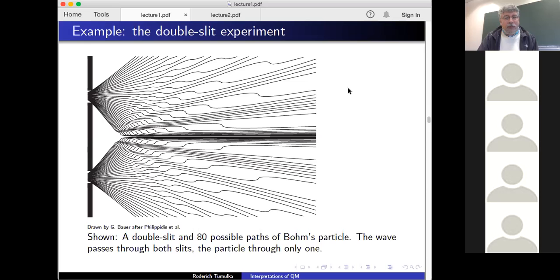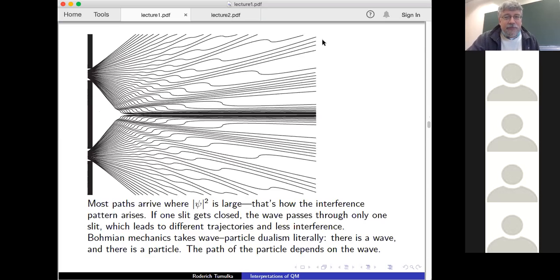And what you can see here in the picture is the distribution of the arrival points. Say at this location here, we put a screen, a photoplate, or something where we can see where the particle arrives.